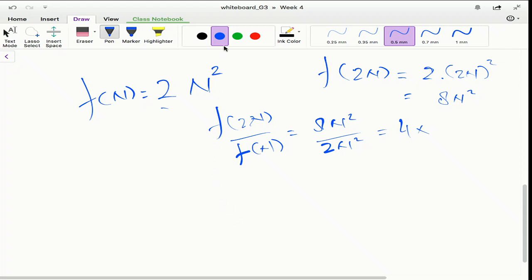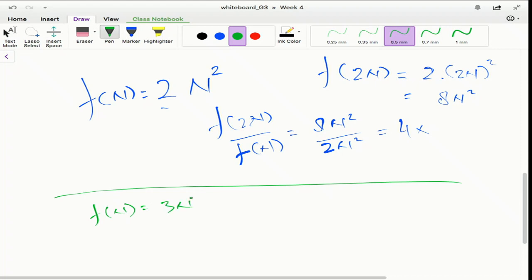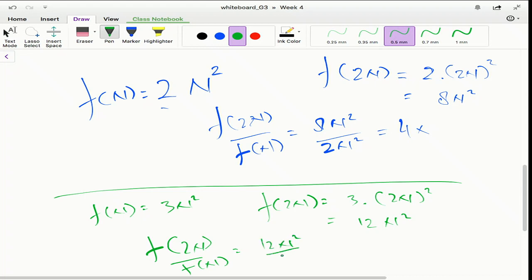Now let's say I'm going to change some of these numbers. So let's say my function is not 2n squared, my function actually is 3n squared, right? So my f of 2n is going to be 3 times 2n squared, which in this case is 3 times 4, so 12n squared. So if I take the ratio, f of 2n divided by f of n is going to be 12n squared divided by 3n squared, which is still equal to 4. So changing this number doesn't change the growth rate. That's why we call it a constant. Because we are looking at what is going to happen as we increase the n.